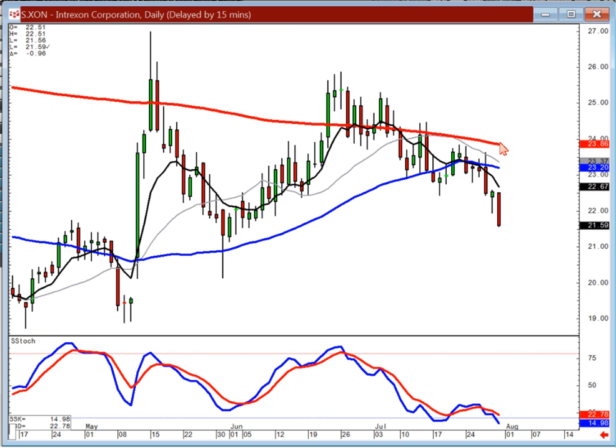XON, bearish doji sandwich, broke this level. Next target could be down in this area. So lots of, now I say lots of sell signals.